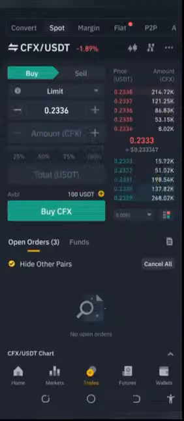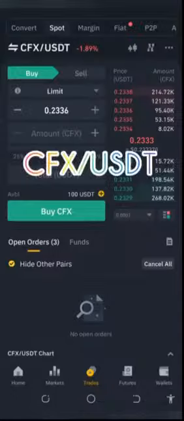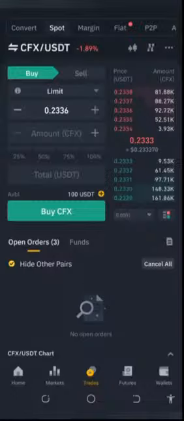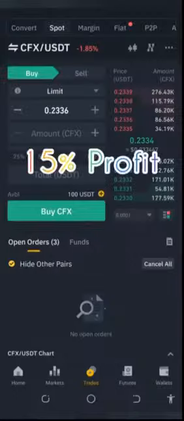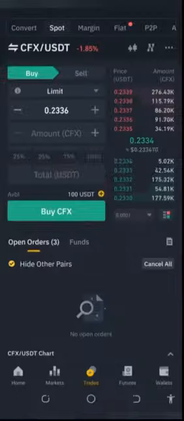All right, what do I have for you here? I've got CFX/USDT. So now let's go ahead and check out all the parameters and make sure everything works well. Now, this one happens to be a sweet deal. It's supposed to give us probably about 15%. So let's see how this goes, right?